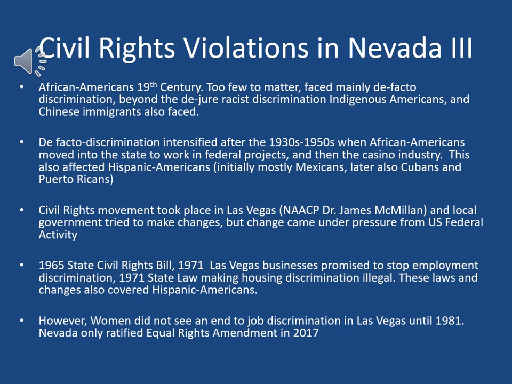Civil rights movement took place in Las Vegas. The NAACP had activity under Dr. James McMillan, and local government tried to make changes, but change came under pressure from US federal government activity. 1965, there was a state civil rights bill. In 1971, Las Vegas businesses promised to stop discrimination. In 1971, there was a state law making housing discrimination illegal. These laws and changes also covered Hispanic Americans. However, women, on the other hand, did not see an end to job discrimination in Las Vegas until 1981. And Nevada only ratified the Equal Rights Amendment in 2017.